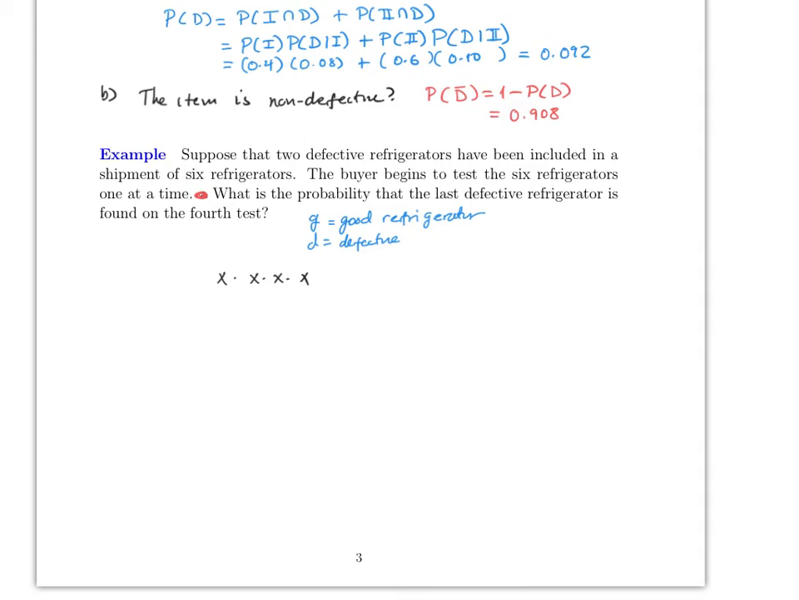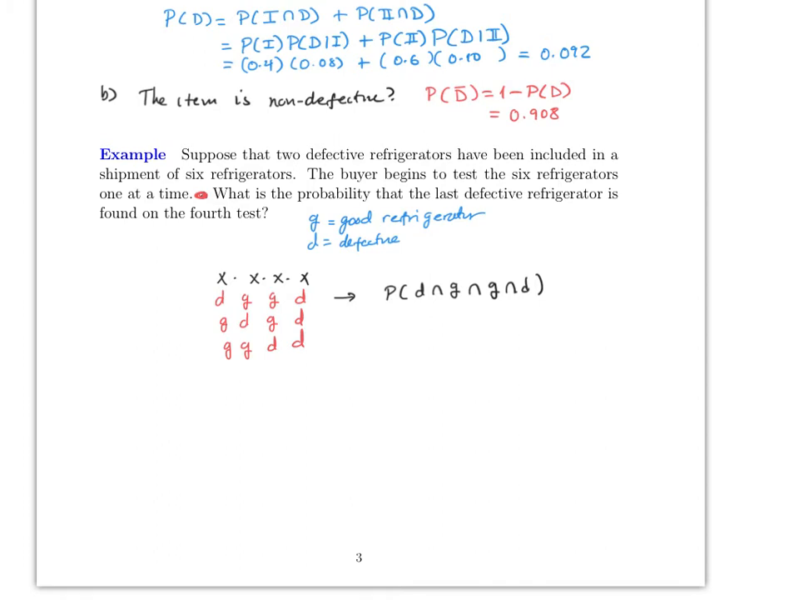So it is possible, let's say, that the first one was defective, and then it was good, then good, then defective, so that's one way. Or it was good, defective, good, and defective. Or it was good, good, defective, and defective. Now let's look at the probability of the first one. So what's the probability that the first one will be defective, and the second one will be good, and the third one will be good, and the fourth one will be defective?